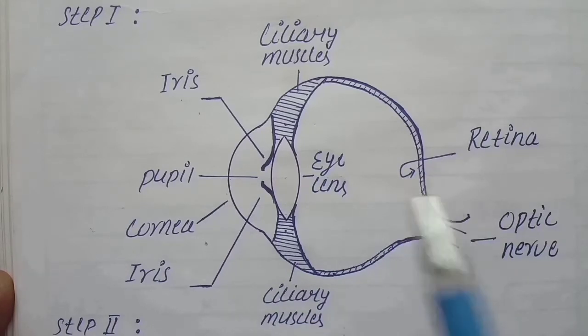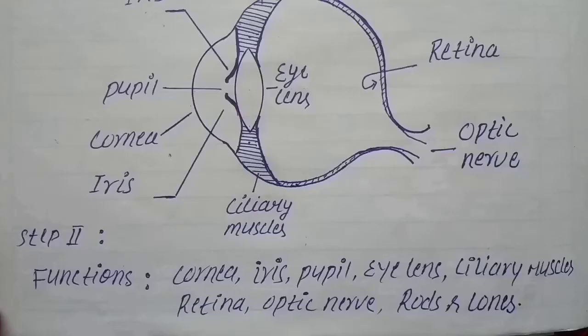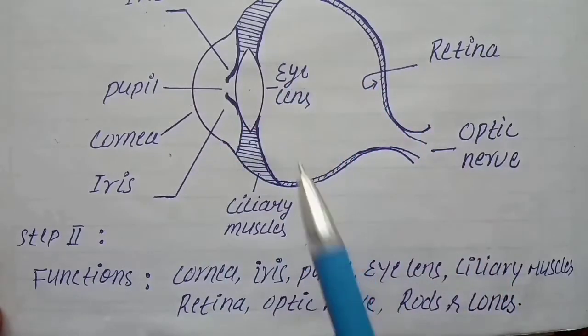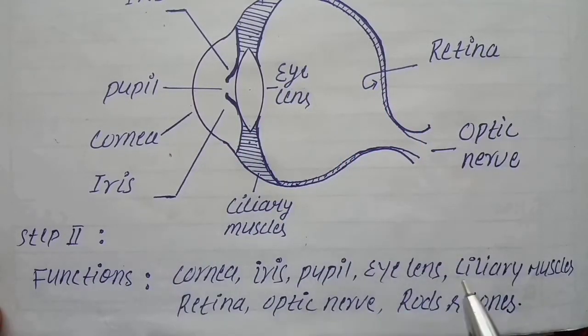So let me start step second. This is the second step. This step belongs to the functions, or simply the role, of different parts of the human eye. These are very important for us because they frequently come in the board examination. So let me start from cornea.